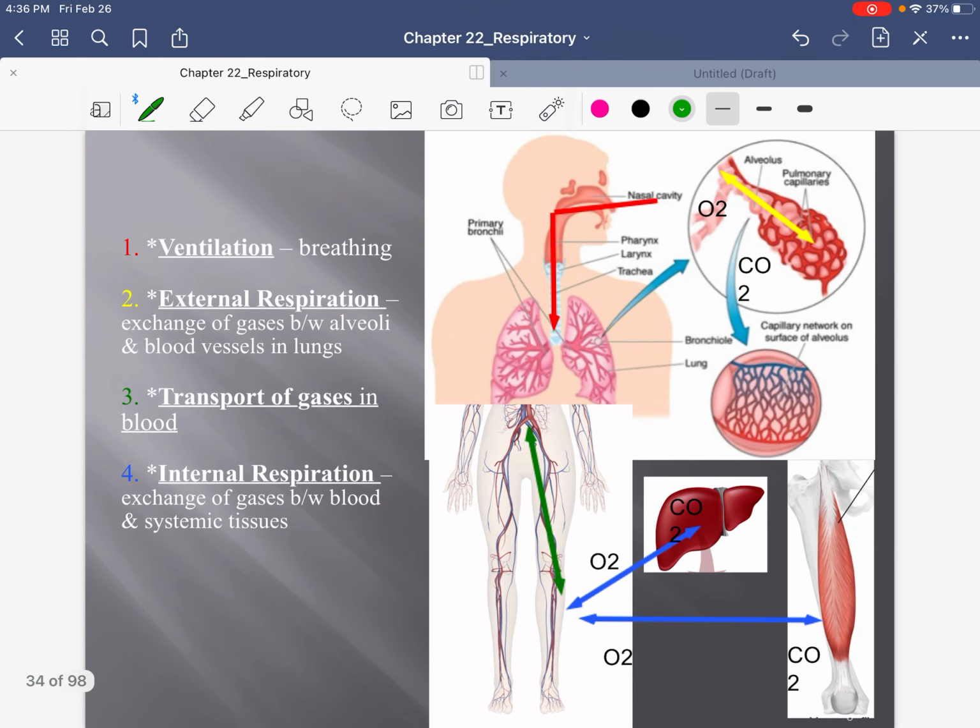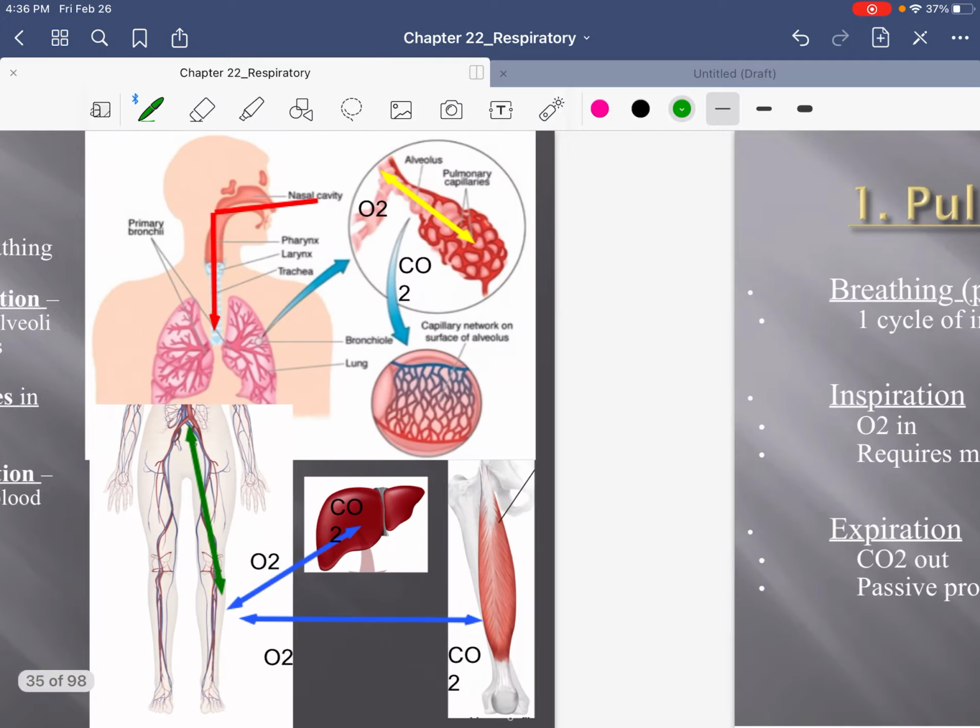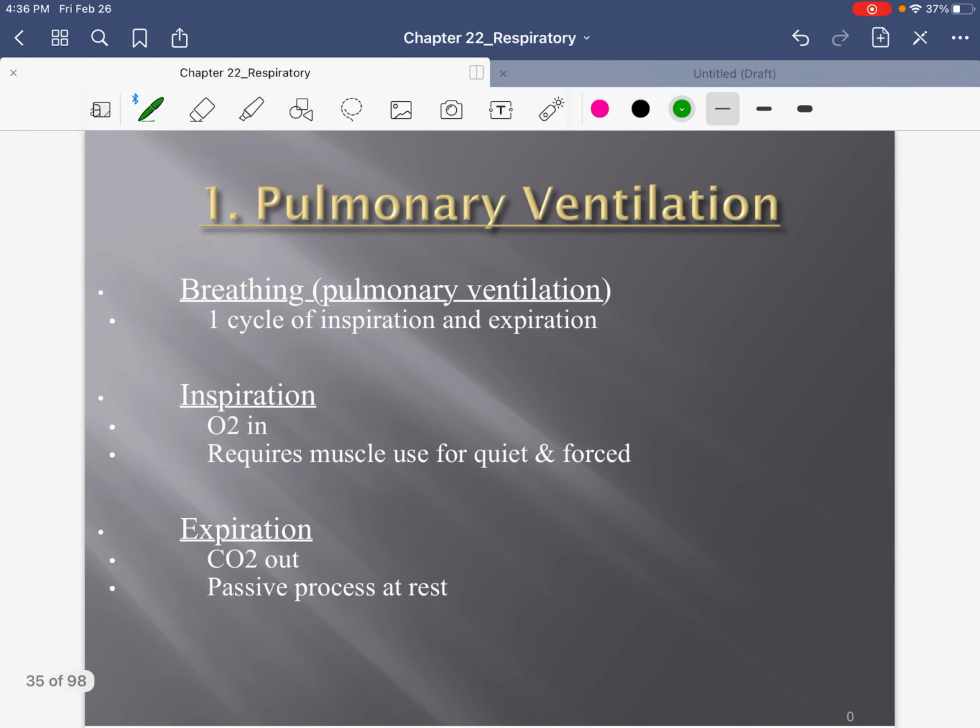Okay, so to end this second video, let's talk about ventilation. Ventilation is just a fancy word for breathing. When you ventilate, you breathe. And one ventilation is one complete cycle: one inhalation and one exhalation. You can say inhalation or inspiration, exhalation or expiration. Either one.